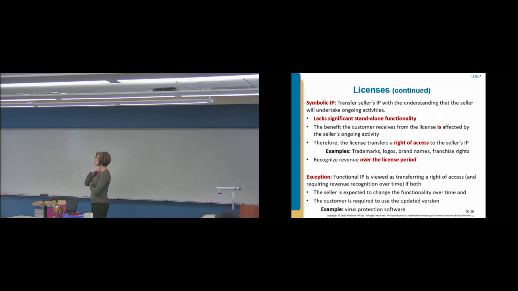So notice it says recognize revenue over the license period. Okay, so remember, we either have at a point in time or over the period. Those are basically our two options for recognizing revenue. And you don't need to pay attention to the exception right now. I'm not worried about that one. So if you just understand that for licenses, we recognize revenue over time, for the most part.